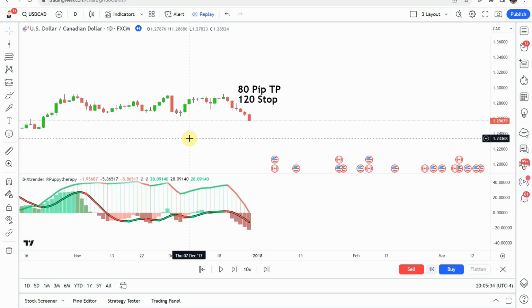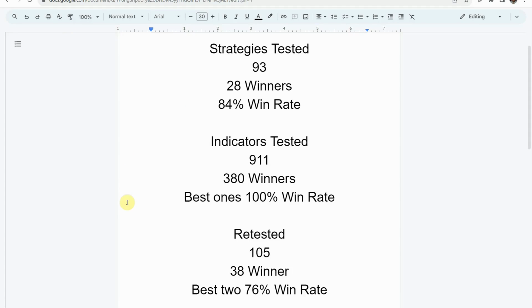Alright, as I said, today we will be testing the Xtrender indicator. Before we do though, I wanted to put the testing scoreboard up for everyone to see. So to date, we have tested a total of 93 different strategies, with 28 of them being winners. The best one so far is able to achieve an 84% win rate. We've also tested a total of 911 indicators, with 380 of them being winners. The best one so far we're able to achieve a 100% win rate.